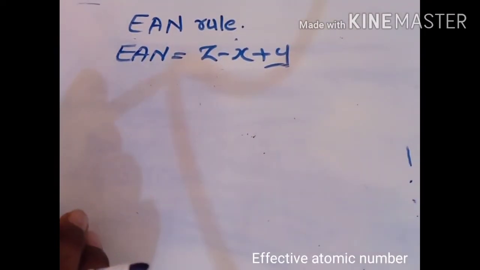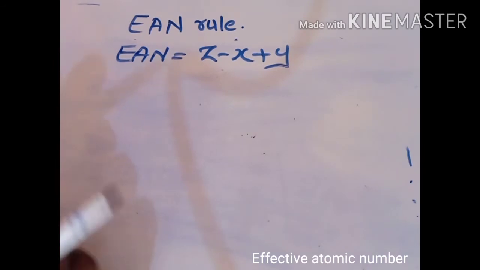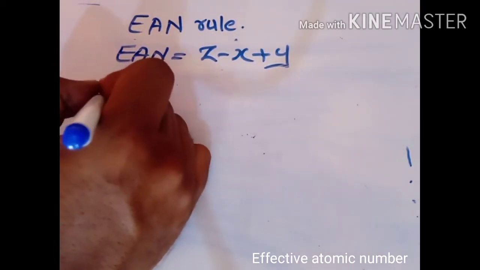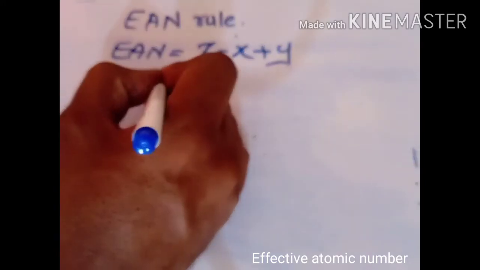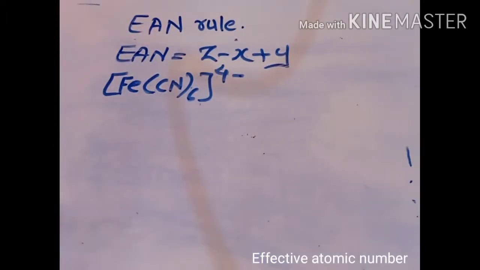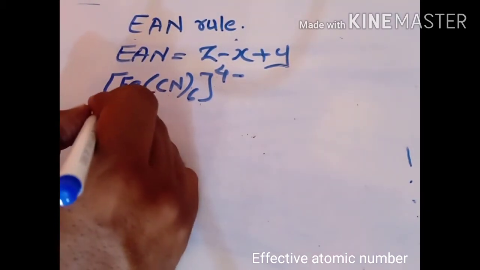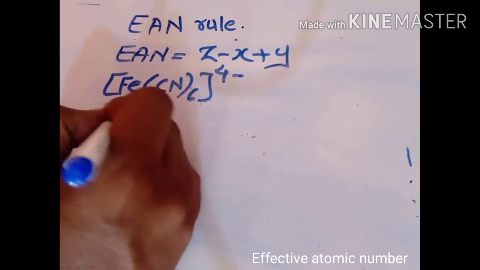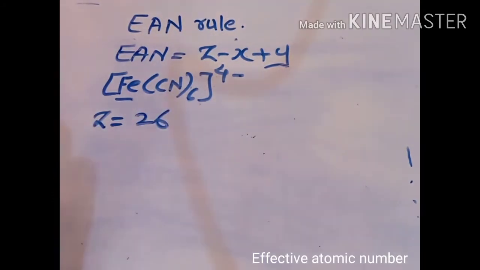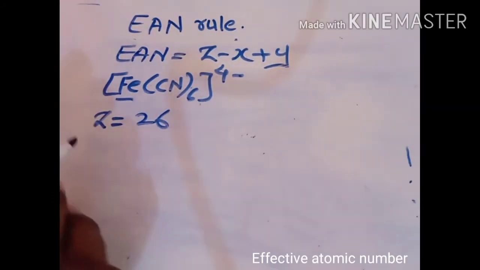Another example we can take is [Fe(CN)6]4-. That is the complex, the hexacyanoferrate(II) ion. Now put the values. What is the value of Z here? That is the atomic number of iron, which is 26. Now the value of X.